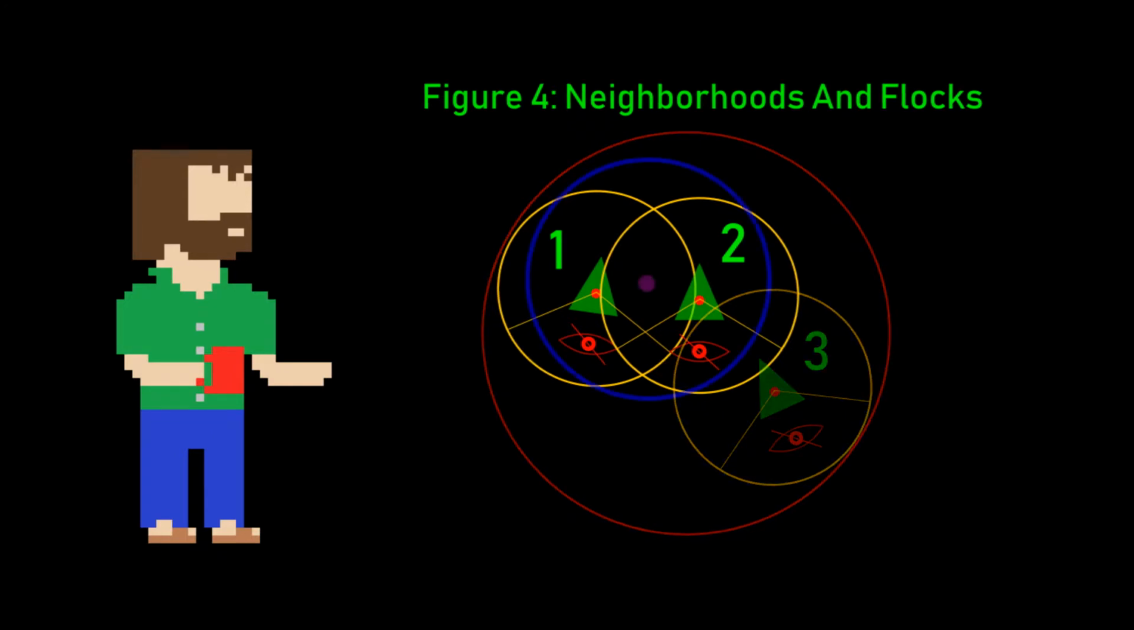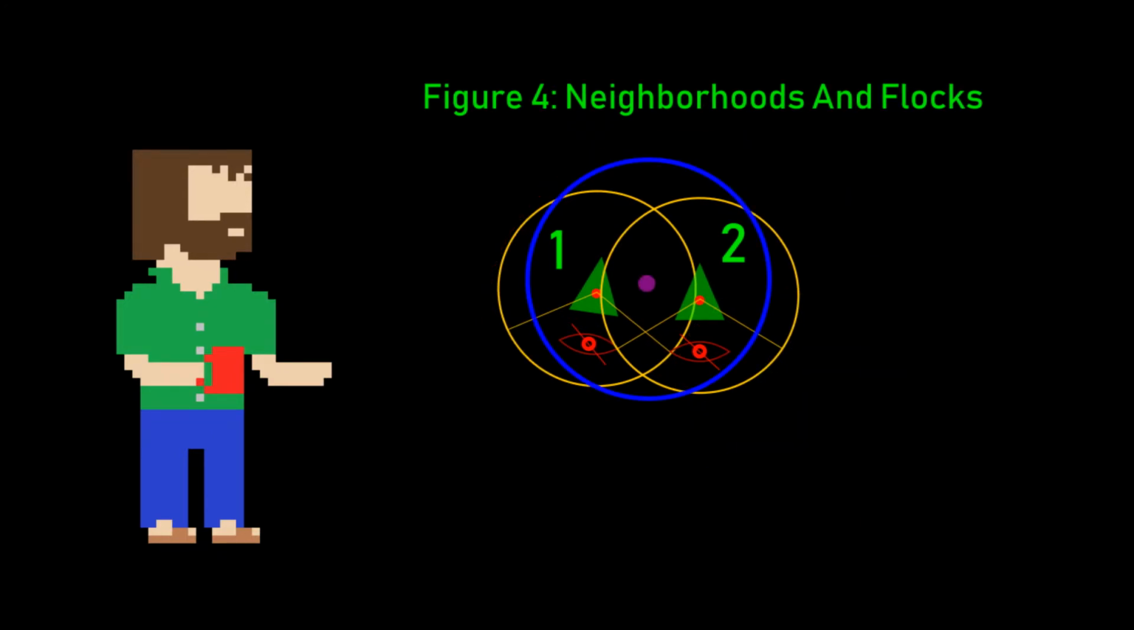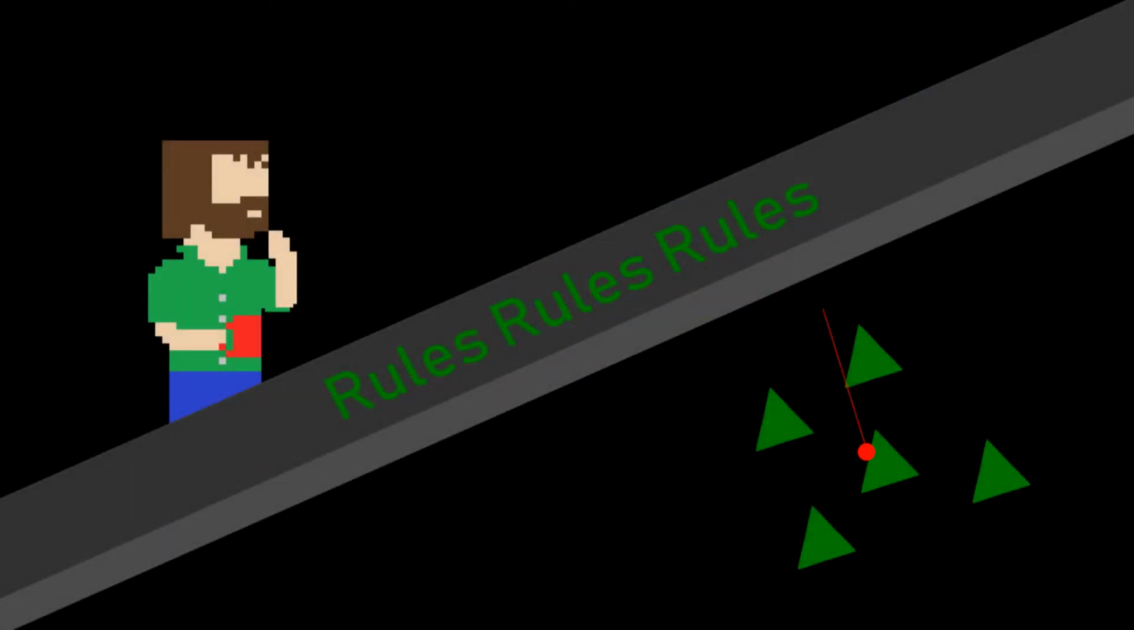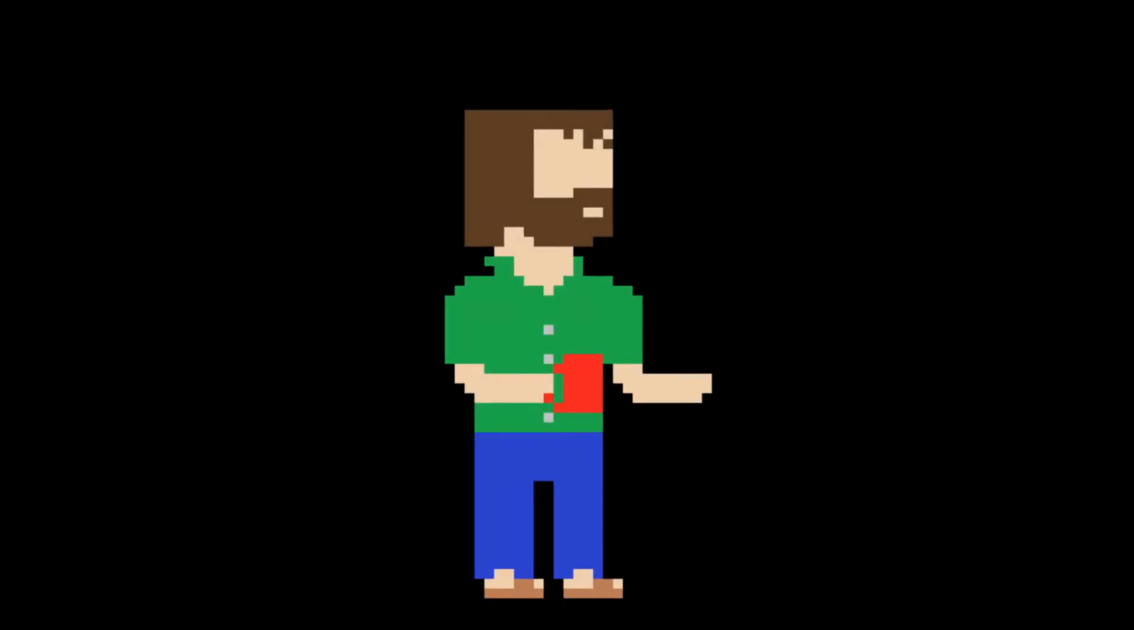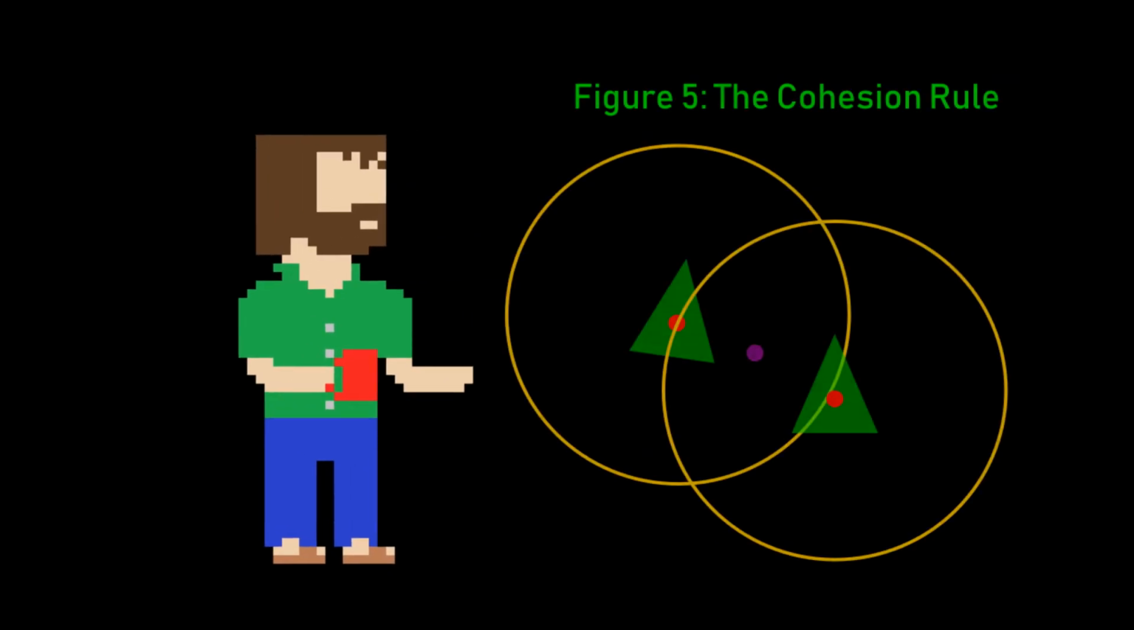For each neighborhood, the velocity vector is calculated by a series of rules that forms the heart of the simulation. This produces lifelike flocking behavior that emerges for the entire flock, despite only the neighborhoods being used in the calculation. And now, dear viewer, onto the rules. First up, we have cohesion.